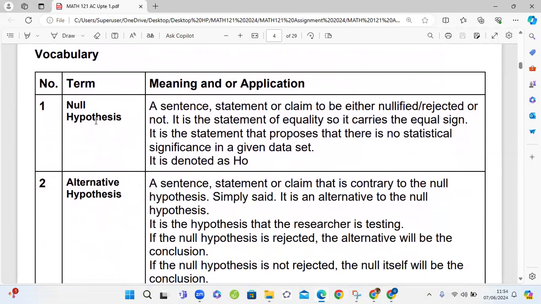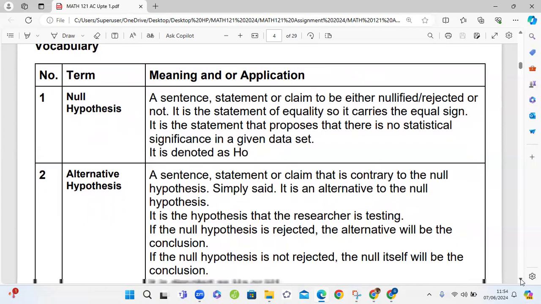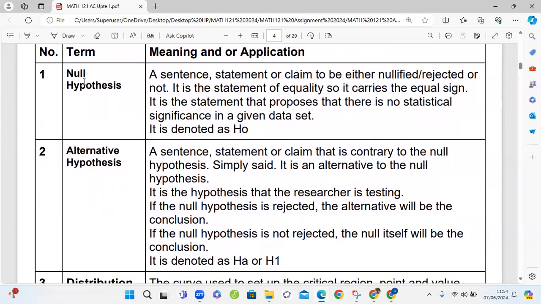Number one, what is a null hypothesis? It's a sentence or statement or claim to be either nullified or rejected or not. It is the statement of equality, so it always carries the equal sign. It is a statement that proposes that there is no statistical significance in a given data set. It is denoted as H0. So this term will be coming up a lot in this assignment.